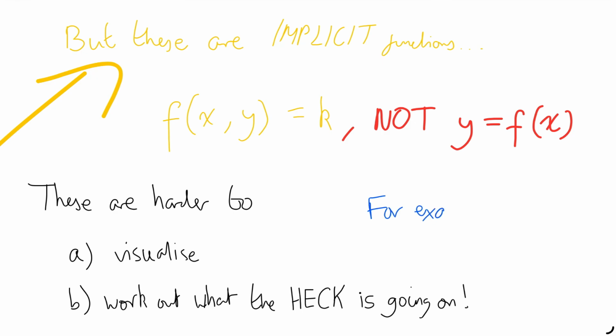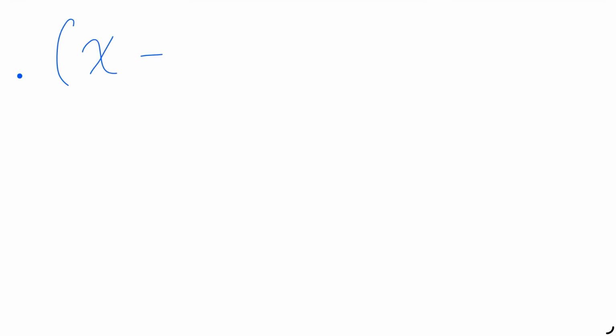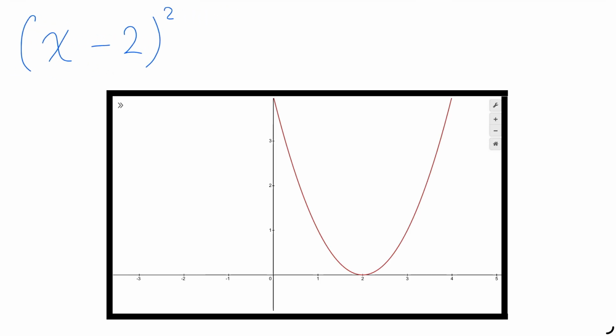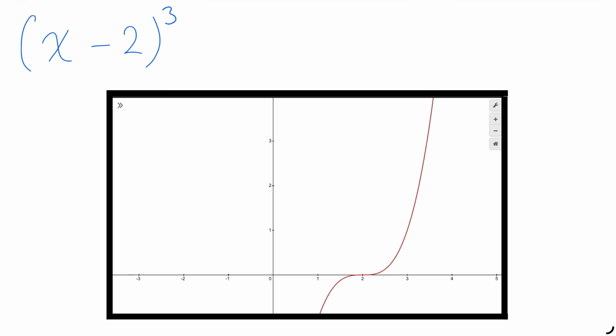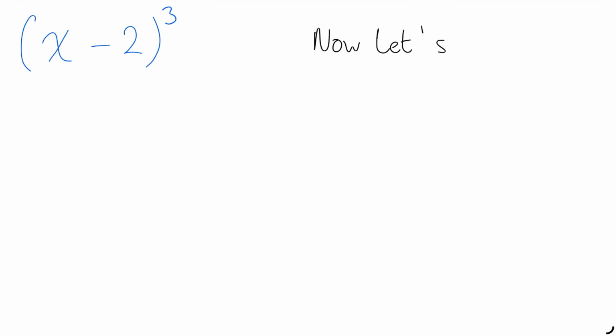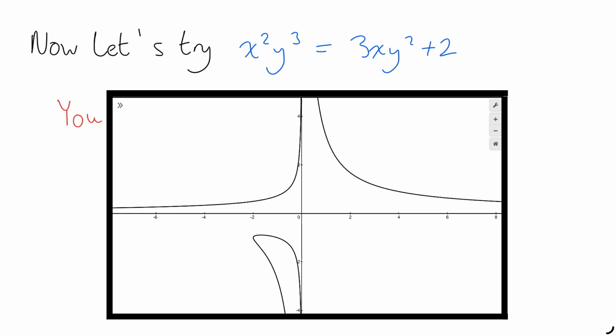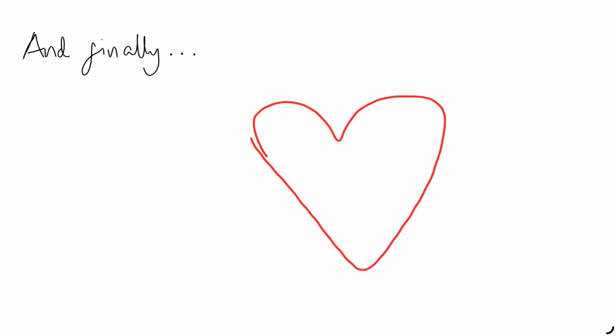Here, imagine y equals x minus 2 all squared in your head. You're probably thinking of something like this, and if I up that exponent to a 3, you know that the shape will change, but the root will be the same. Now consider x squared y cubed equals 3xy squared plus 2. Yeah, you have no idea what that looks like, do you? Here it is. And if I tell you that I'm going to change the 2 to a 1, the graph doesn't shift down by 1 like you'd expect. Instead, it does this.